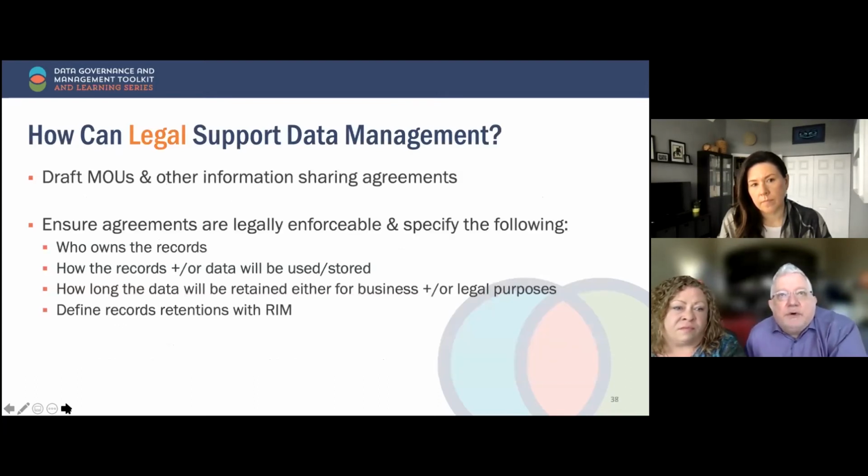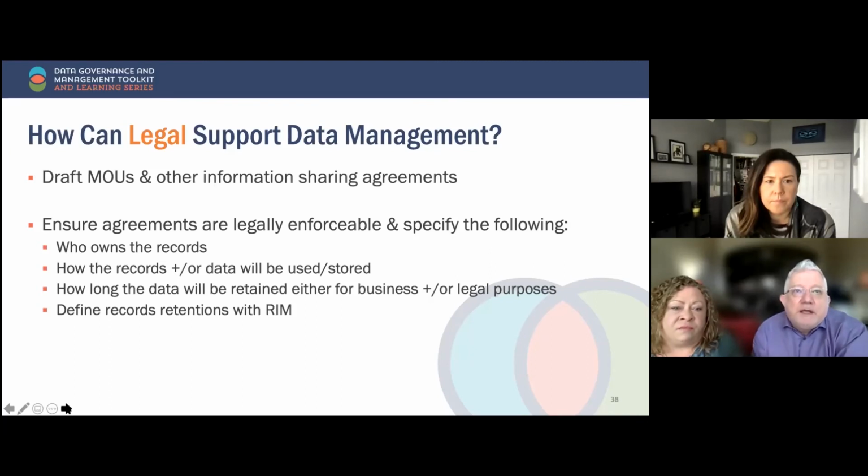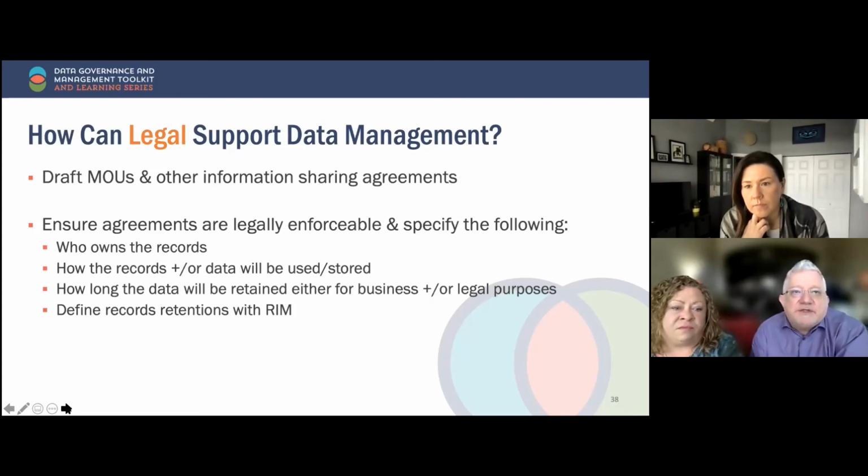Legal counsel can support data management in a number of ways. If you don't have legal counsel available to you, then most organizations at some point will hire outside counsel if there's no in-house counsel. Legal can draft memorandum of understanding and other information sharing agreements. There's a page on agreements on the Data Governance Toolkit webpage. Legal can ensure agreements are legally enforceable in court, specify who's the record owner, how the records or data will be used, how long the data will be retained for business or legal purposes, and they can also define records retentions with RIM.